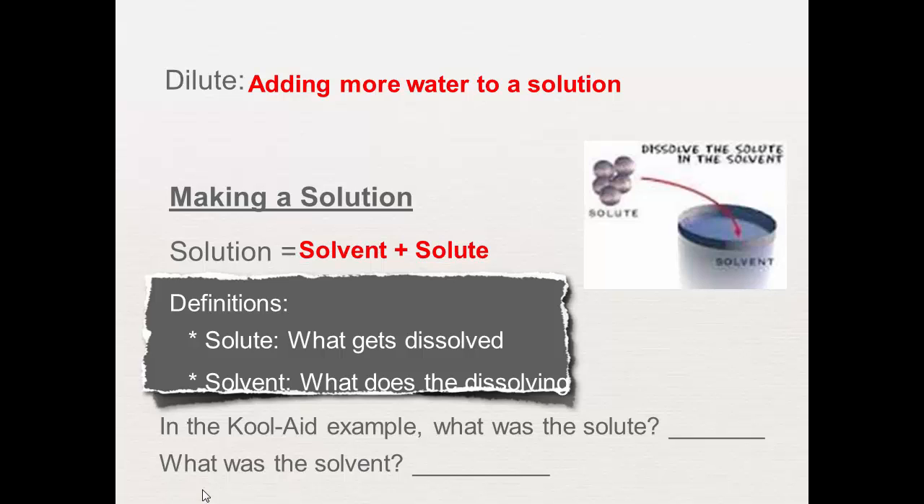So in our Kool-Aid example, what's the solute? Raise your hand, please. When you're making Kool-Aid, what seems to disappear? The Kool-Aid powder. That's the solute. And when you make Kool-Aid, what's the solvent? Water. Water is the solvent. It's what holds the Kool-Aid and makes it disappear and dissolve. Questions?